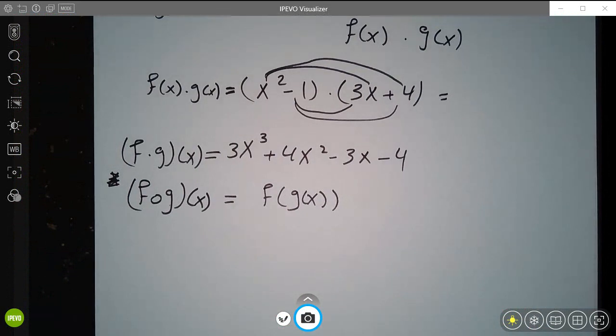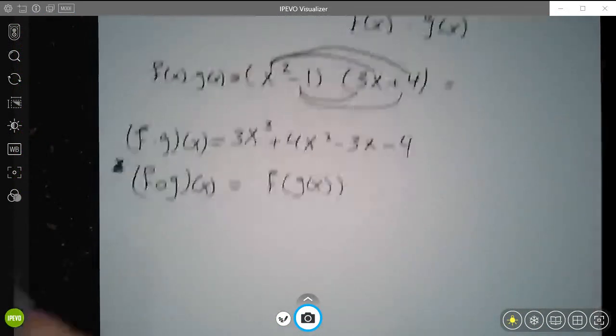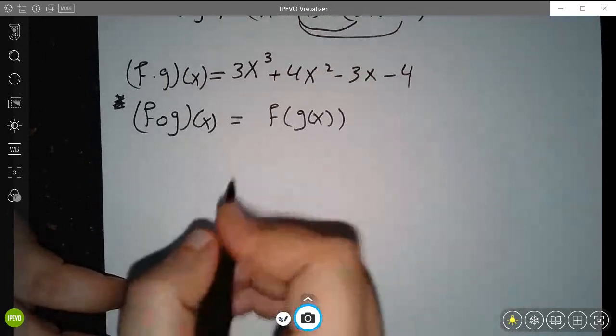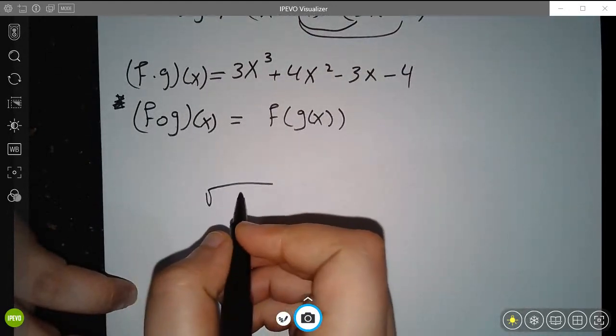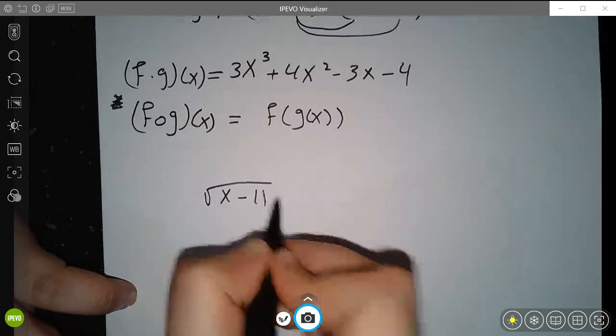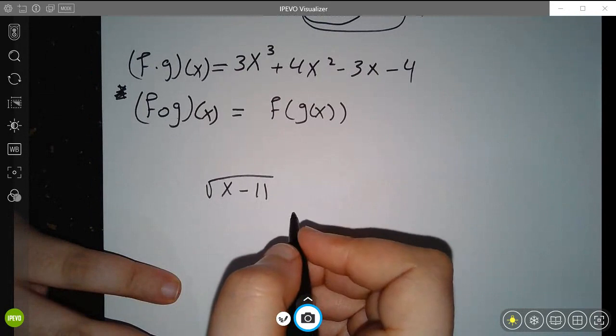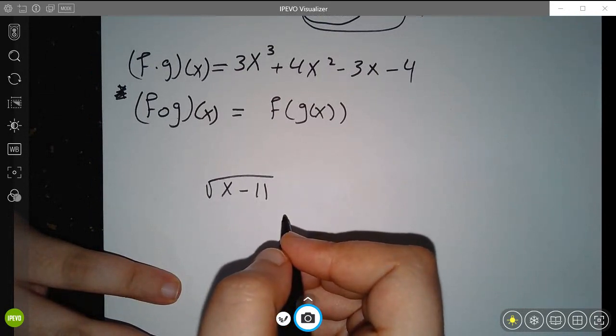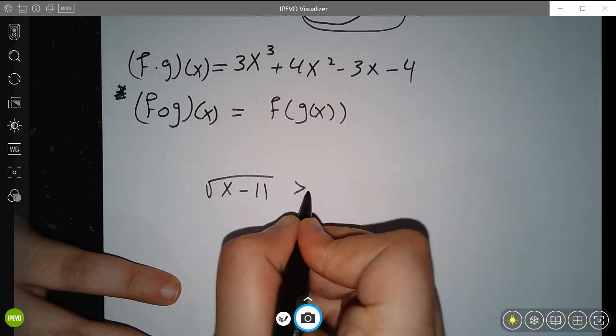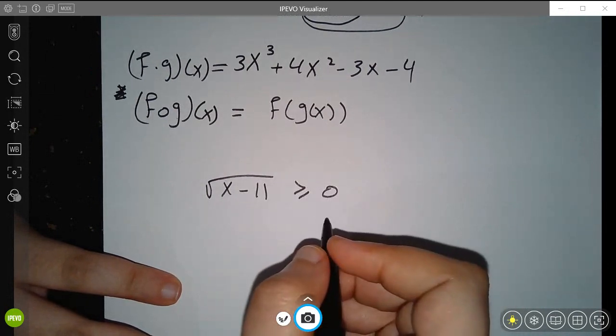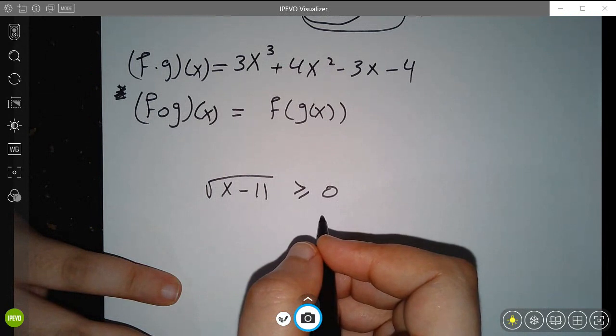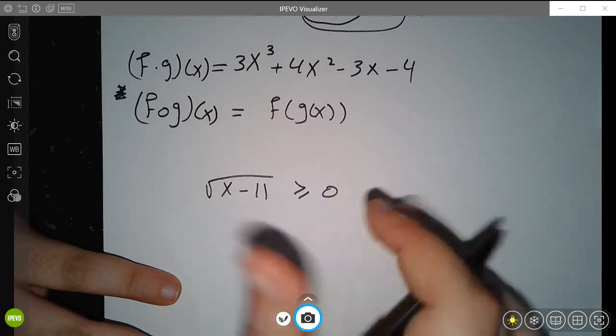Let's see. Square root of x minus 11 greater than or equal to 0. Find the domain and range. Yeah, okay. Let's see. So square root of x minus 11, right? And it is greater than or equal to 0. Okay. Find the domain and range.